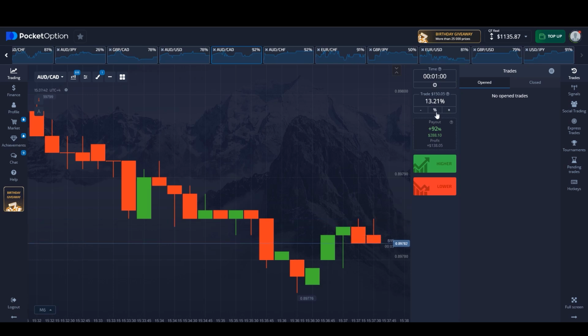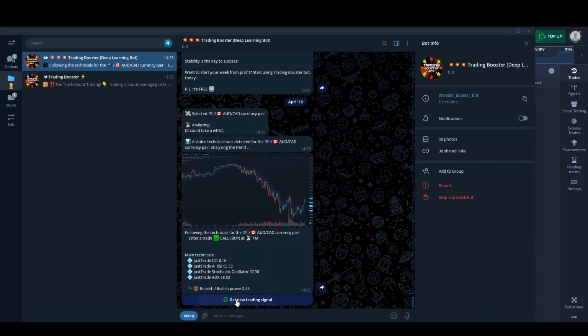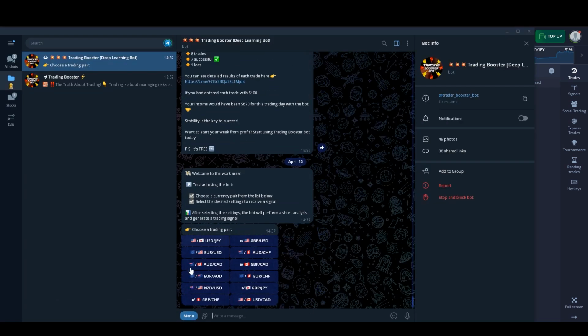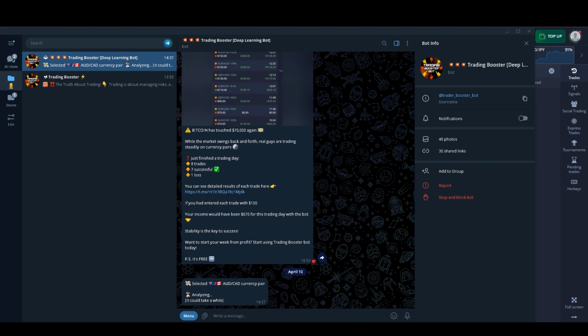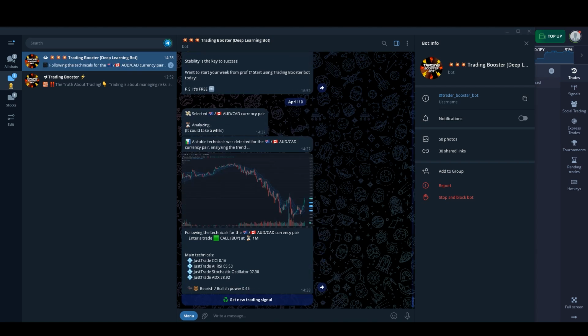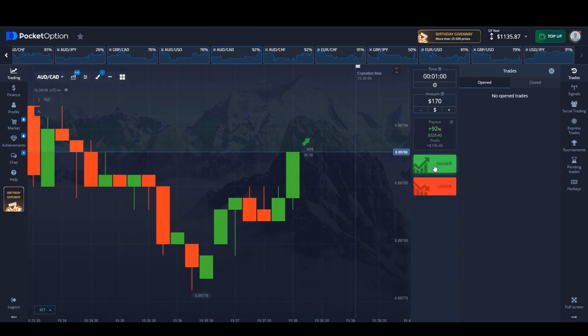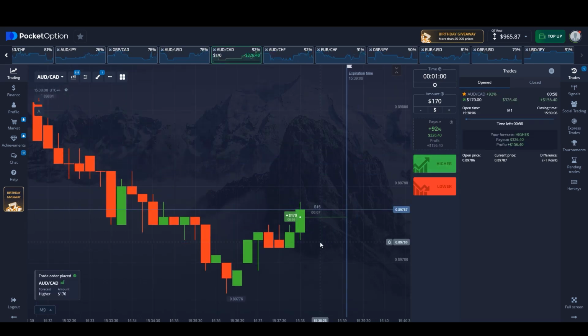So I put $170, that's 15%, and choose again the Australian Canadian dollar. I get a new signal and I choose this trade pair and the time for the trade is 1 minute. I get another buy signal. And right here I open a deal to buy.